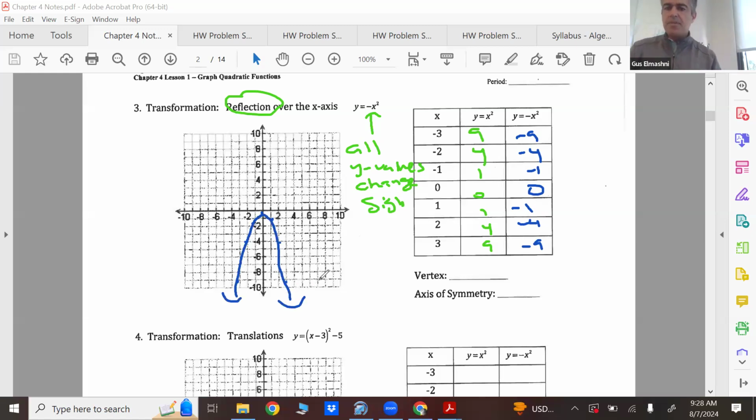There we go. Easy peasy. Axis is still x equals 0. Sorry, vertex 0, 0. My bad. Just not paying attention. My apologies. And x equals 0 for axis of symmetry. So those are two very easy transformations. You can always go to Desmos and play around with it a little bit.